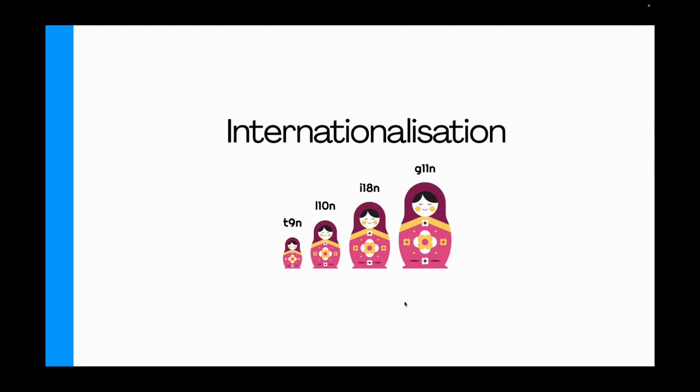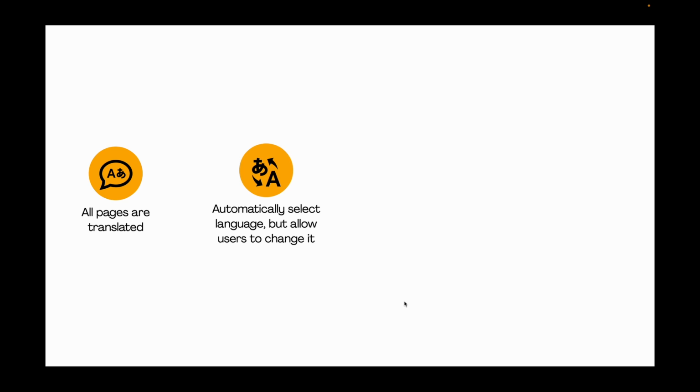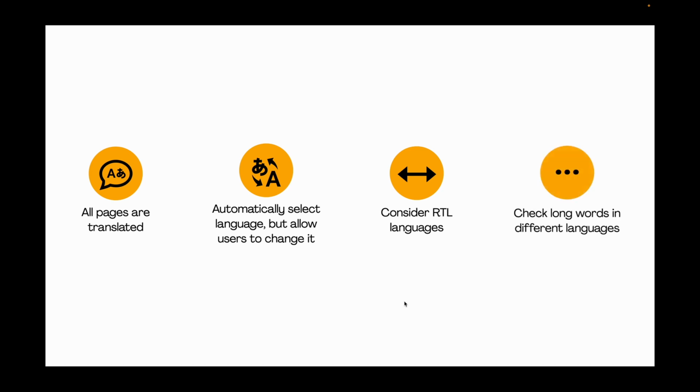The next topic to consider is internationalization. When discussing this topic, several factors come into play. First, we expect that all pages will be translated. Additionally, we should aim to automatically detect the user's language. However, we must allow users to change the language if they want. We should also consider right-to-left languages and review potential issues with long words.